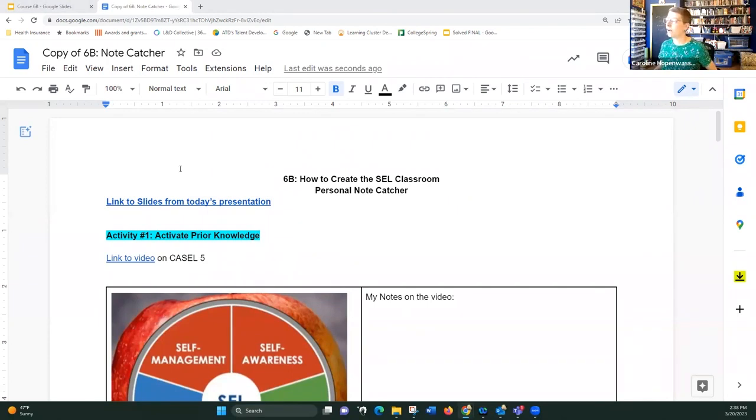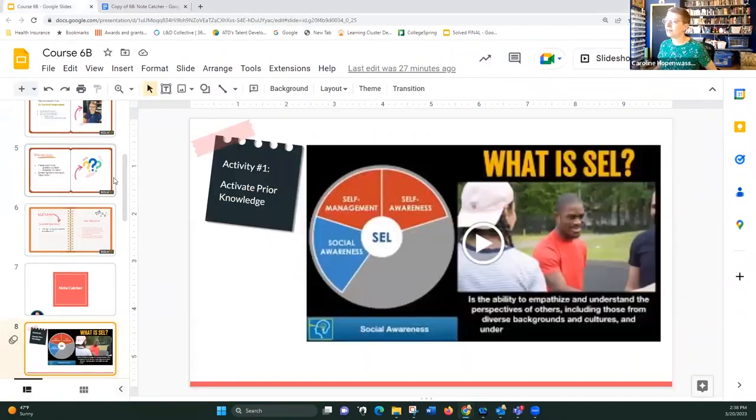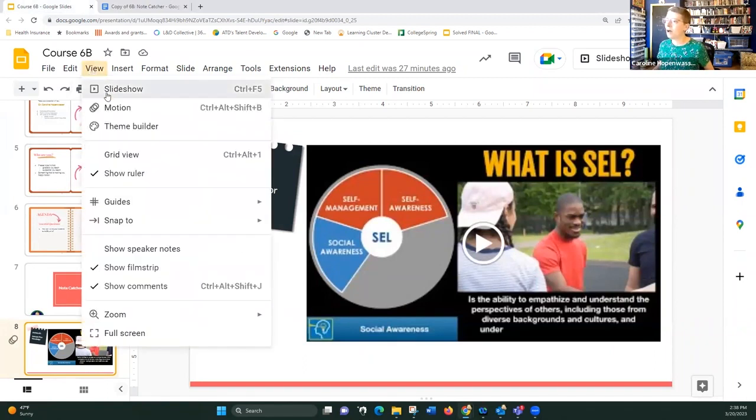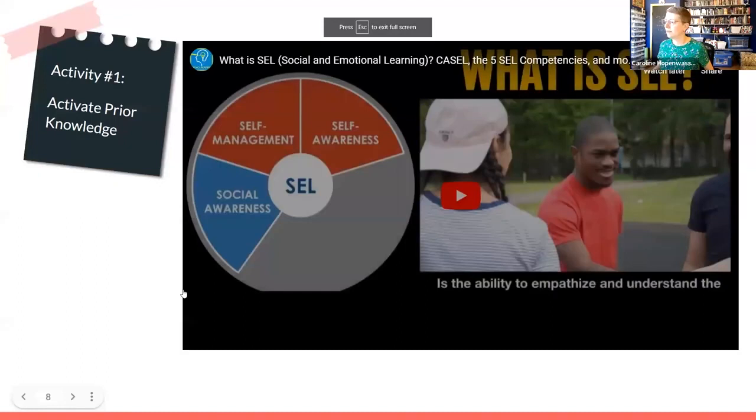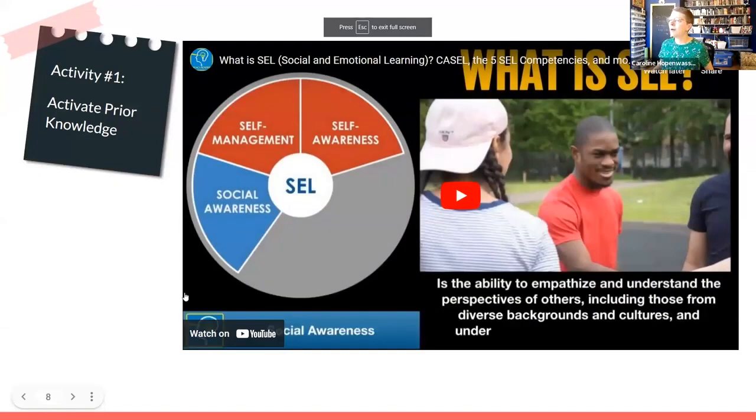All right. So you've opened your note catcher. And the first thing we're going to do today is just watch a short video to make sure we're all on the same page of what the components of SEL are. So the first activity on your note catcher has a diagram that looks like this, but it's completely filled out. And we're going to watch together and you can take notes or you can just listen.